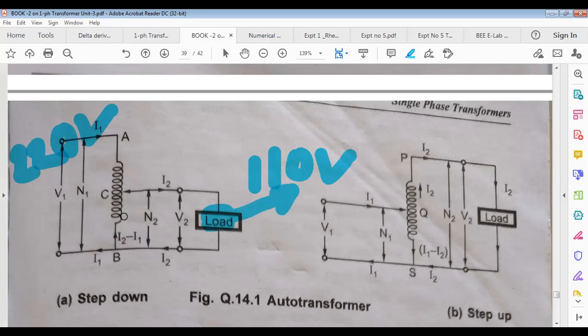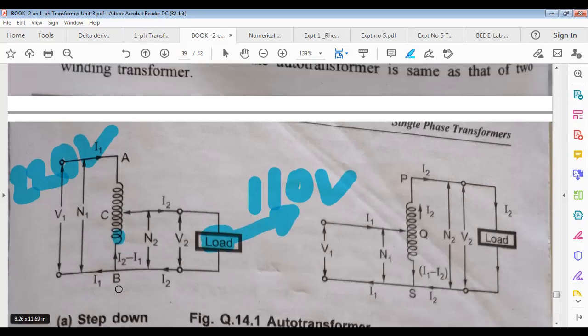Now consider that this winding breaks here. So here see, consider that the winding here breaks accidentally. So if it breaks, then what will happen? Complete 220 volt will be there on secondary. So then that load may get damaged.